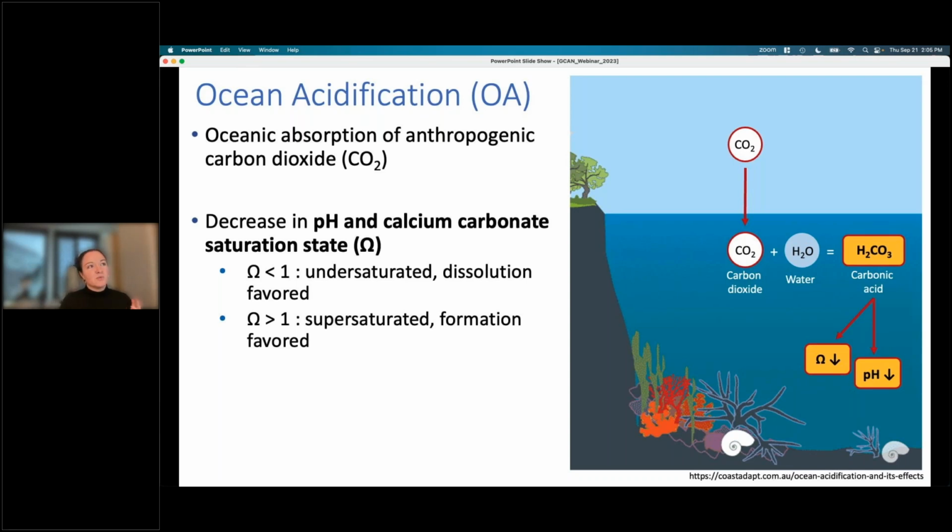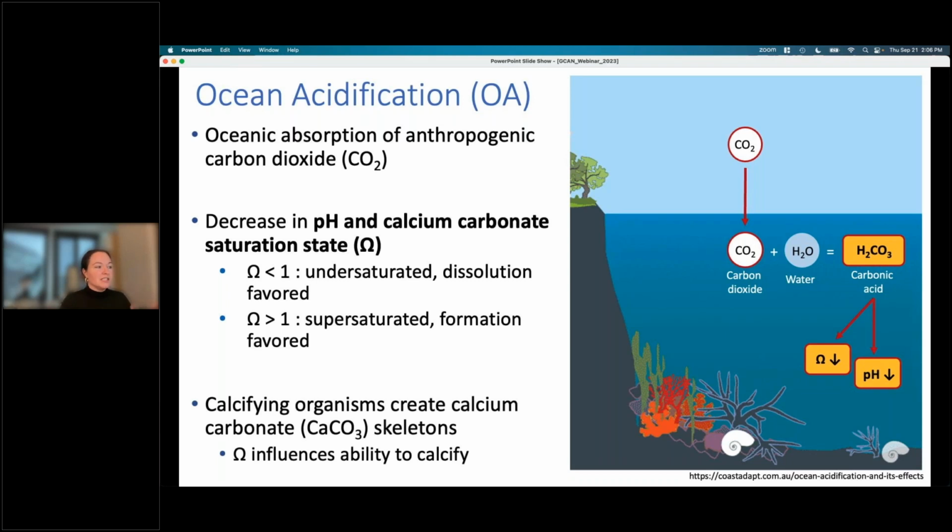The saturation state is the one that people are most likely less familiar with in these two processes, and it's often indicated by an omega symbol. And it essentially tells us about the relative stability of calcium carbonate minerals in seawater. When values are less than 1, the waters are considered what we call undersaturated with respect to calcium carbonate, and dissolution of calcium carbonate structures is thermodynamically favored. When values are greater than 1, water is considered supersaturated with respect to calcium carbonate, and formation of calcium carbonate minerals tends to be favored.